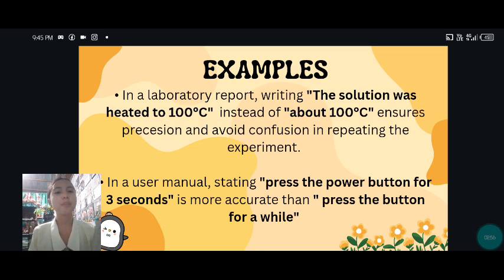So do you also agree with that? Yes, no? So it's correct because stating press the power button for 3 seconds is more accurate than press the button for a while, because the phrase 3 seconds is more specific and accurate compared to for a while. So do you understand that?